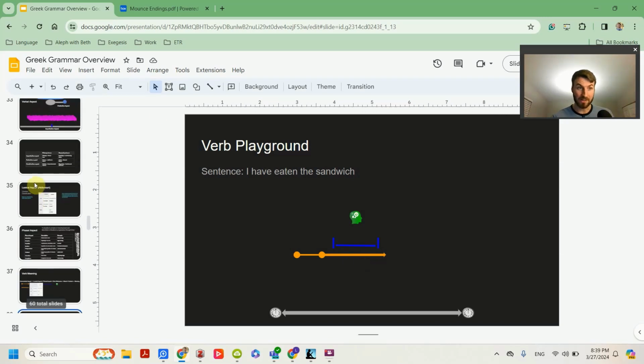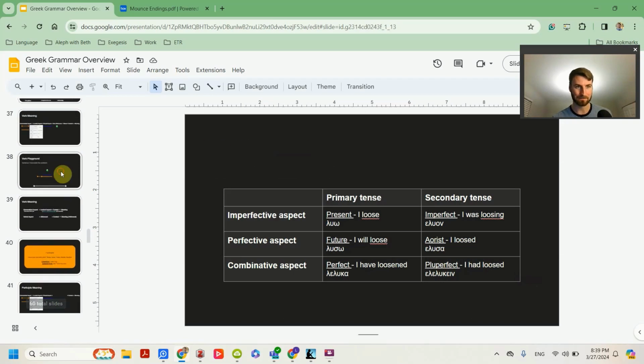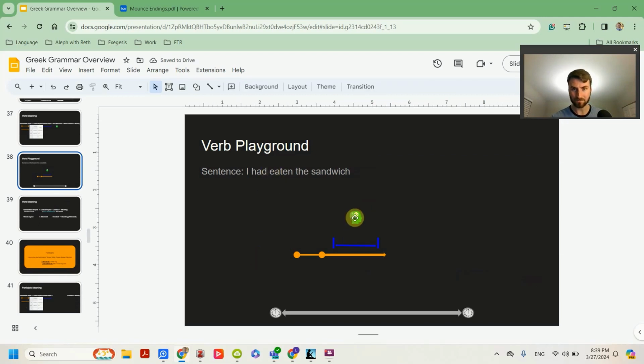The pluperfect then, the secondary tense, is the past tense form of the perfect, okay? So here we say, "I had loosed." So let me go down to the chart here. So we would, in English, say, "I had eaten the sandwich." Is like this. Okay? It's the perfect tense, but it's just moved back in the past.